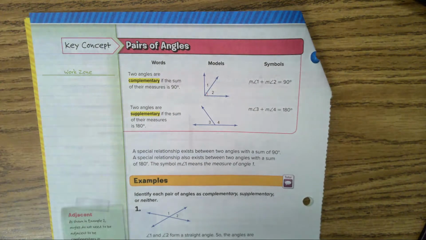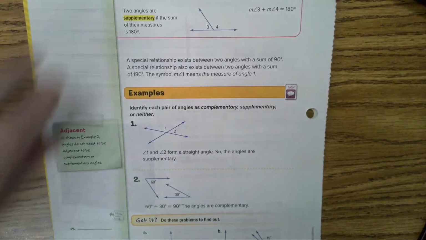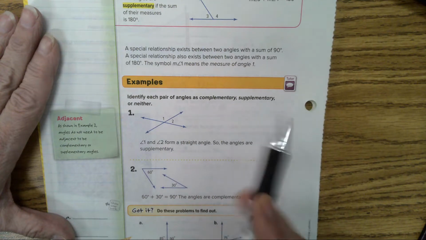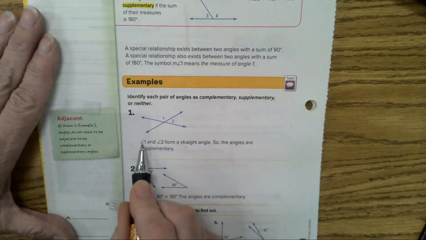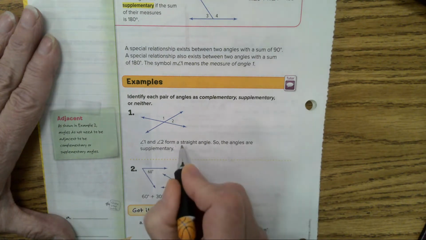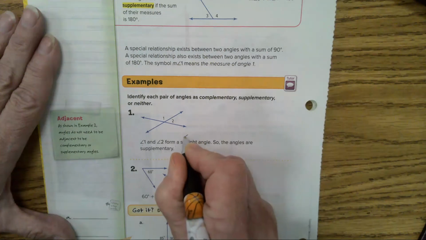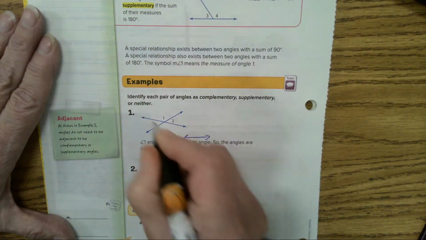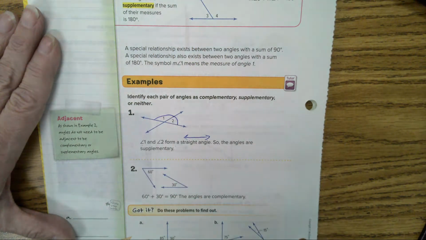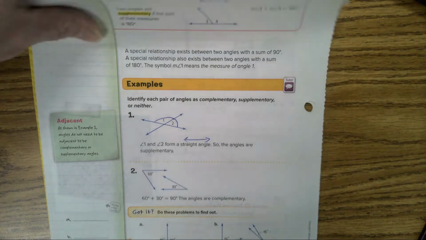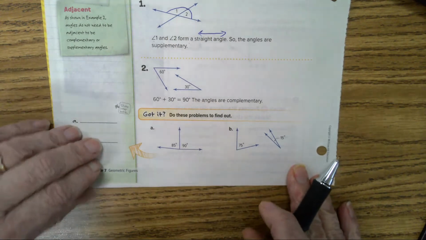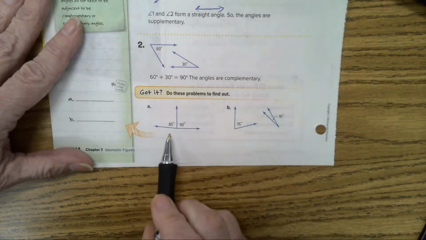Okay, now we're going to look at some of them that are not quite as easy to see as what we had above. It says identify each pair of angles as complementary or supplementary. So, angle 1 and angle 2 form a straight angle. So the angles are supplementary. Straight angles is another name for a straight line, kids. A straight angle is a straight line. So 1 plus 2 equals the straight line. Do you see that? Now, number 2 is really easy. 60 plus 30 is 90. That's complementary.